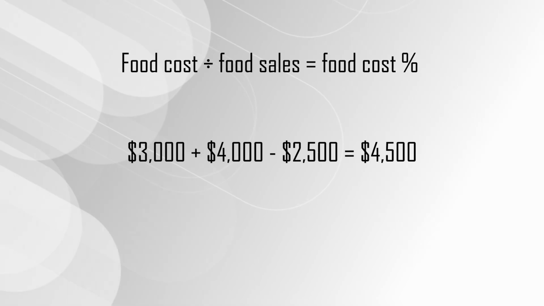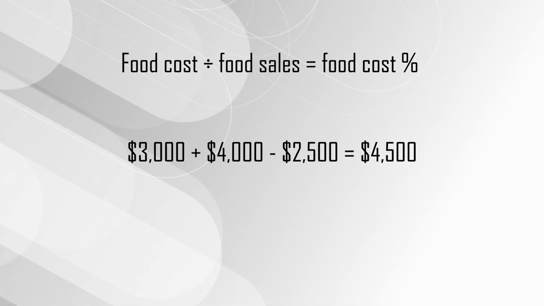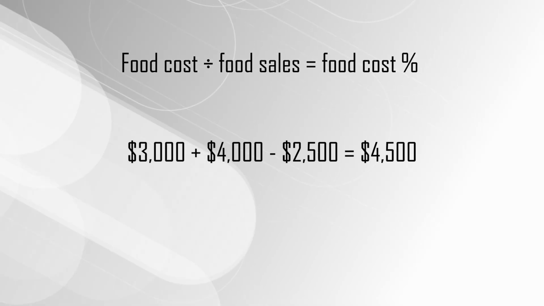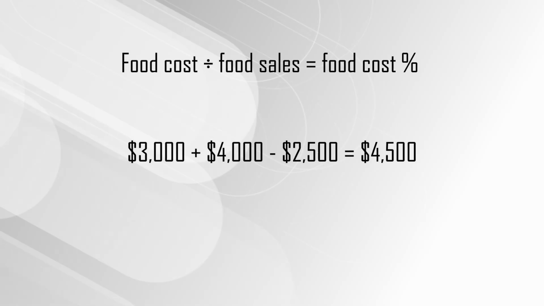End of the week, either Sunday night or Monday morning before you open, you recount your whole inventory again. This time, your ending inventory is $2,500. So here's your formula: 3,000 plus 4,000 minus 2,500 equals 4,500. Now you go to your POS, you pull your sales report for that week, and let's say it says you did $15,000 in sales.